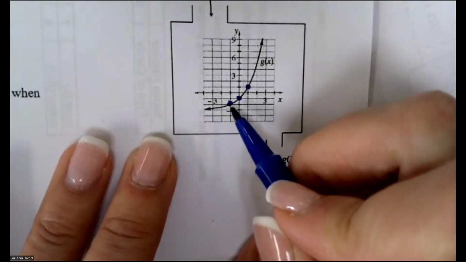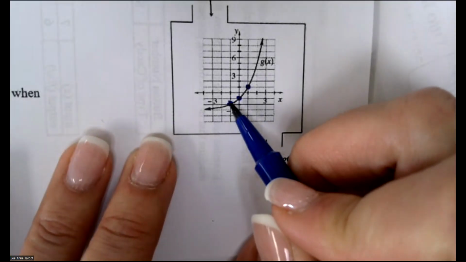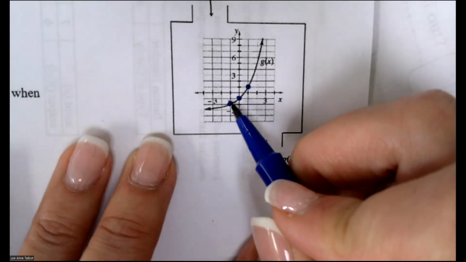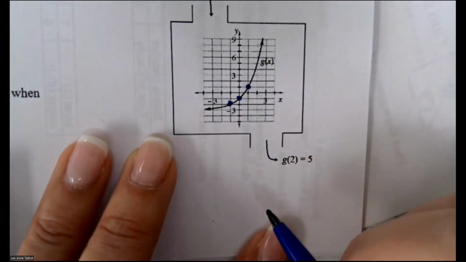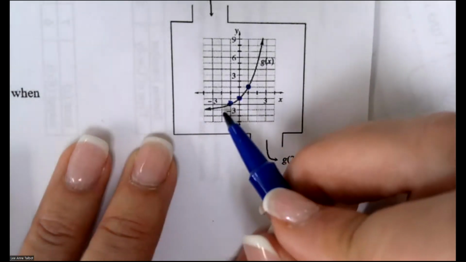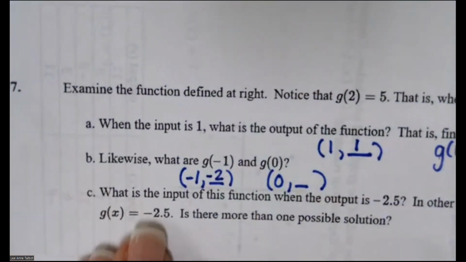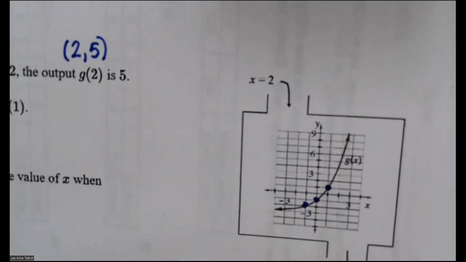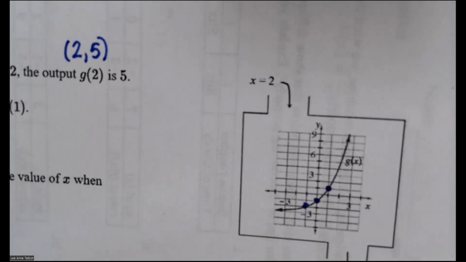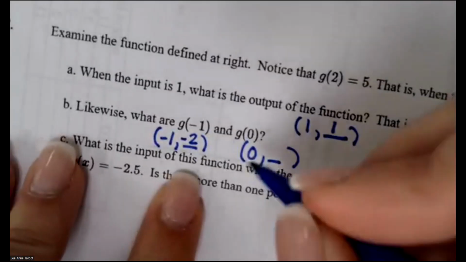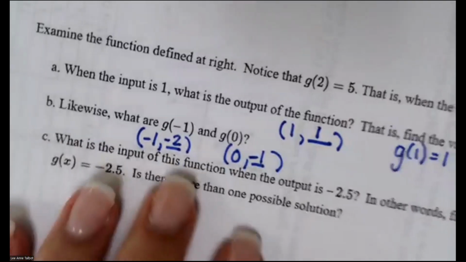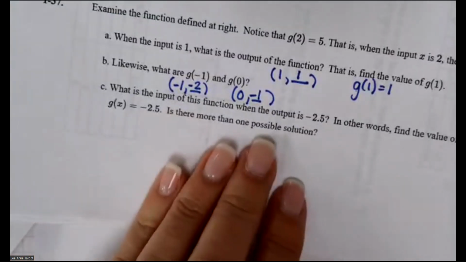What is this coordinate? -1. Negative. It looks like -2 to me. -1, -2. So I go back over here. -2. 0 is -1. Is that helping for what the problem's asking for?